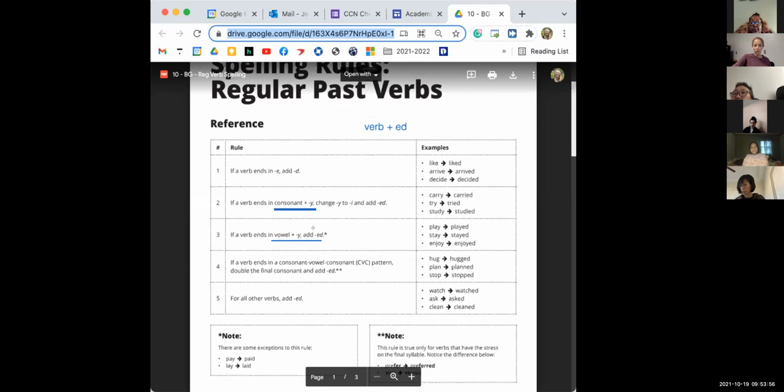There are some irregular, see this little star here? There are some irregular verbs that end in vowel y that do not follow this pattern, but most vowel y verbs will follow this pattern. When a verb ends in a consonant vowel consonant, we double the final consonant and add ed. So H-U-G, consonant vowel consonant, we double the G, ed. Hug, hugged. Plan, planned. Stop, stopped. And other verbs, we'll just add ed.